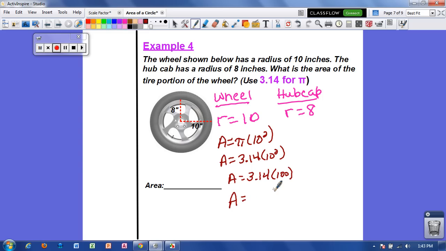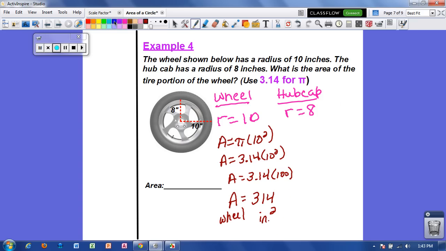All right, now we are multiplying this number times 100. 100 has 2 zeros, so since I'm multiplying by 100, I can just take this decimal and move it 2 places to the right. So 3.14 times 100 equals 314. So area of the wheel, we've got 314 inches squared.